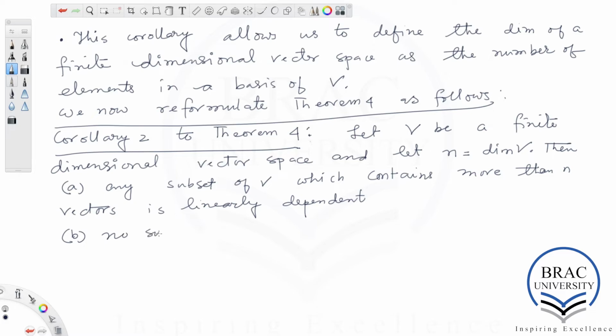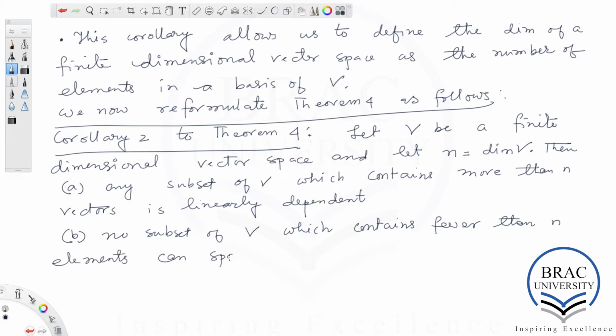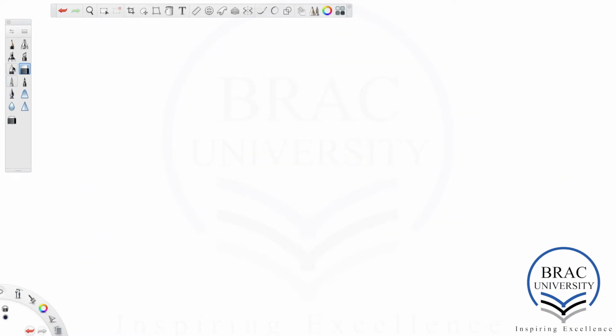B, no subset of V which contains fewer than n elements can span V. Okay, if the number of elements is smaller than the elements in a given basis, then those elements in the given set will not span the vector space. So the spanning condition is being compromised when the number of vectors is smaller than the number of elements in a given basis. Okay, good. So let us prove this corollary 2.